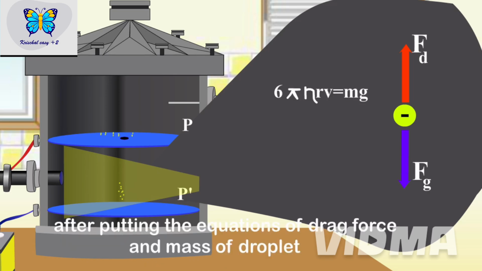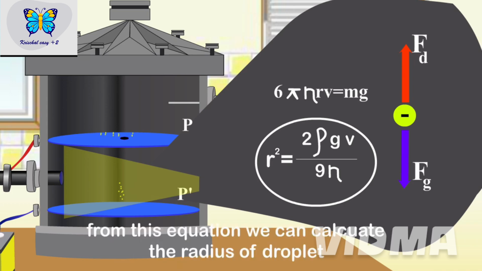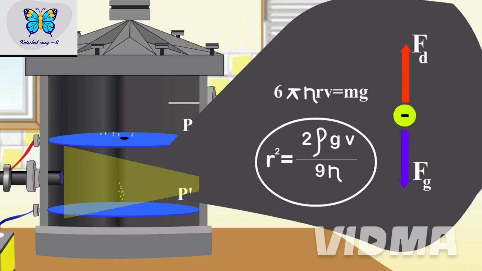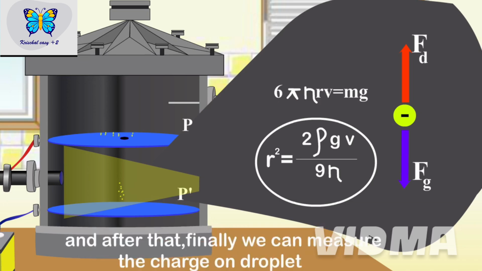After putting the equation of drag force and mass of the droplet, we get the radius of the droplet. From this equation we can calculate the radius of the droplet. So now we can measure the mass of the droplet, and after that finally we can measure the charge on the droplet.